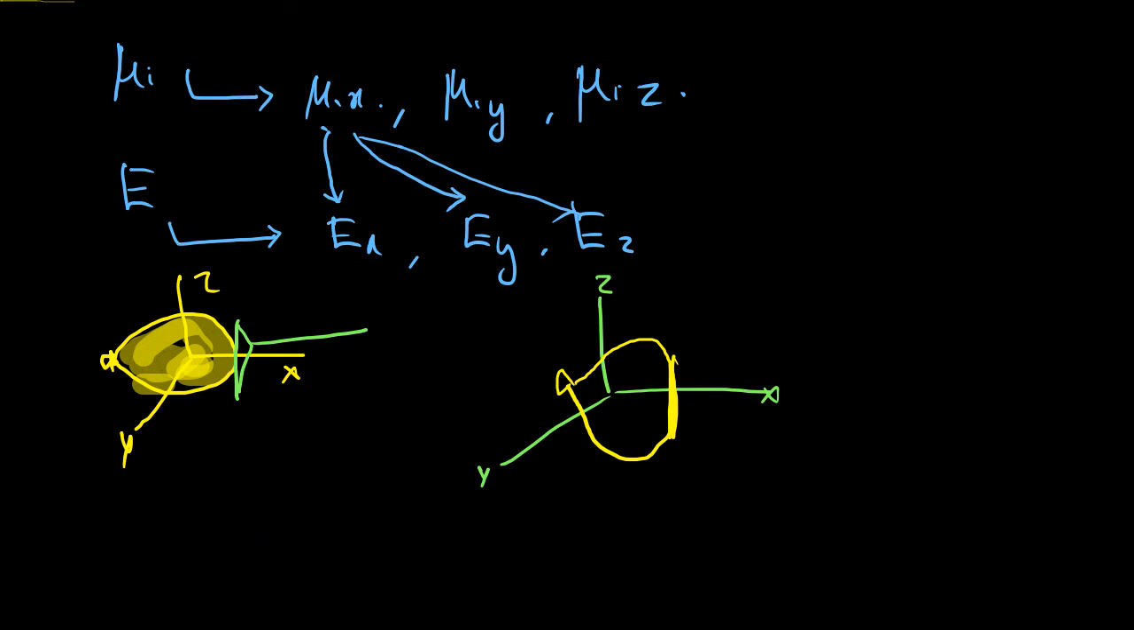So let me call the polarizability in the x direction alpha x. This is the polarizability in the x direction. But this component of polarizability in the x direction is influenced by Ex, Ey and Ez. Since it is influenced by Ex, let me call this alpha xx.